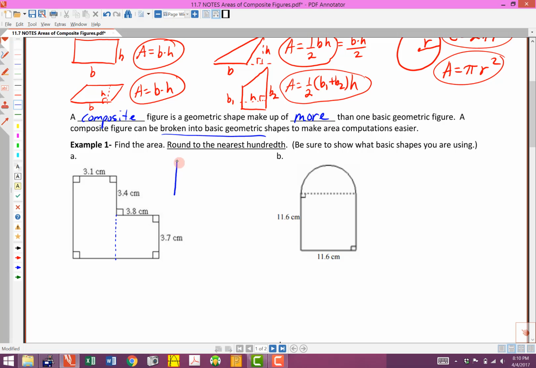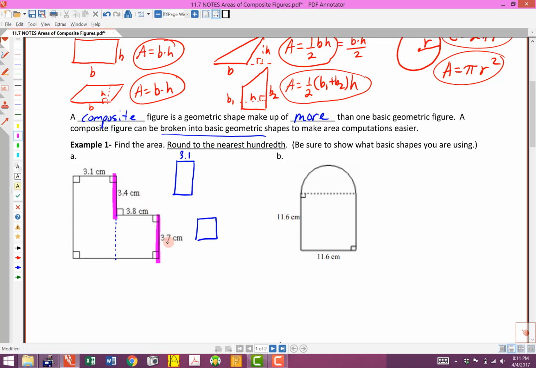What we have here is a tall rectangle, and it doesn't matter if we don't draw it to scale. And then we have a small rectangle that looks like this. Let's mark out the dimensions on this. Well, this is 3.1 centimeters, and then we need to know how tall it is from top to bottom. If you notice, they don't tell us how tall it is from top to bottom, but they do say that this side right here is 3.4, and this side right here is 3.7. So if we add the two of those together, you can double check me, but I think that's 7.1.